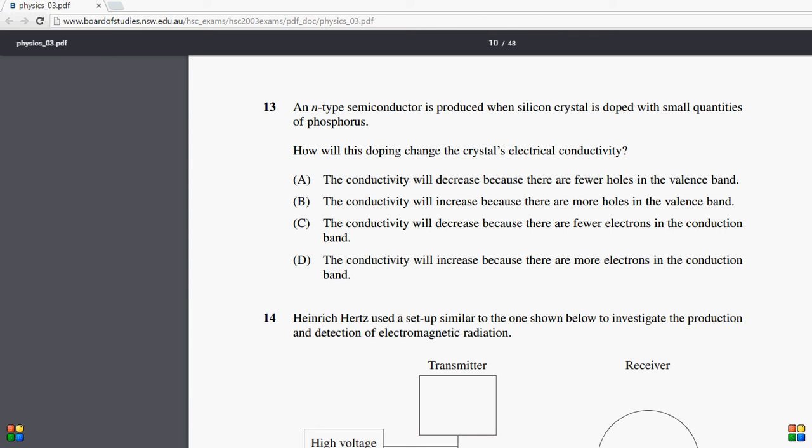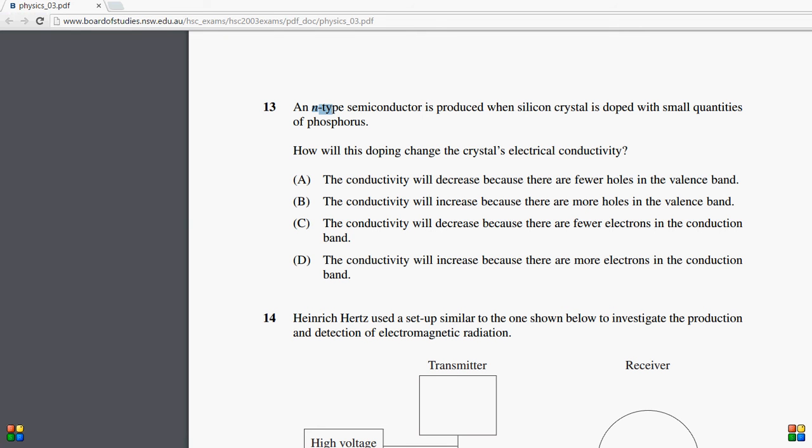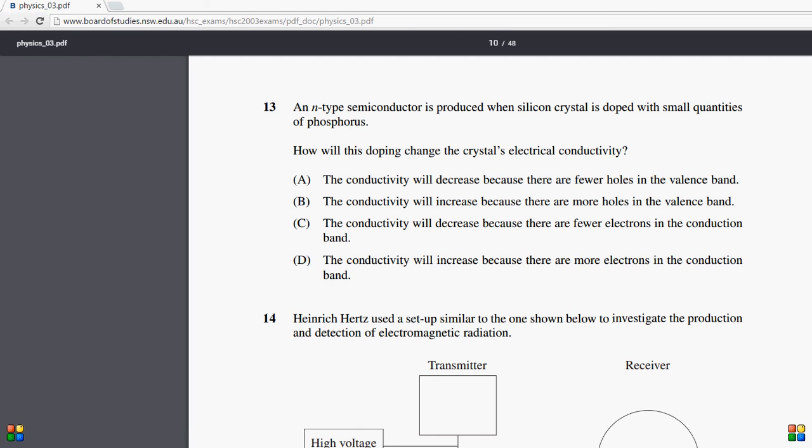Alright, 13. An N-type conductor is produced when silicon is doped with small quantities of phosphorus. How will this doping change the crystal's electrical conductivity? The conductivity will decrease because there are fewer holes in the valence band. Well, that's not true. N-type means it has an extra electron in the conduction band. If we remember back to Ideas to Implementation, that's what D says here. More electrons in the conduction band. So D.